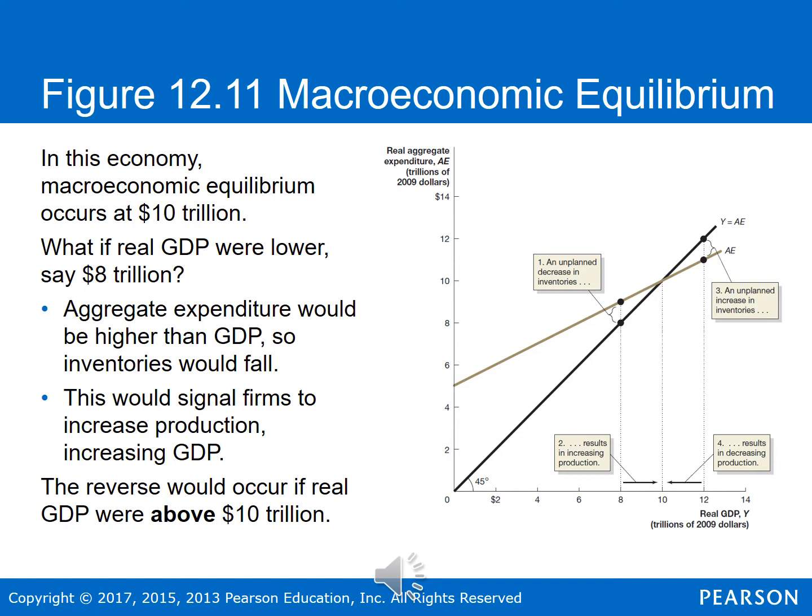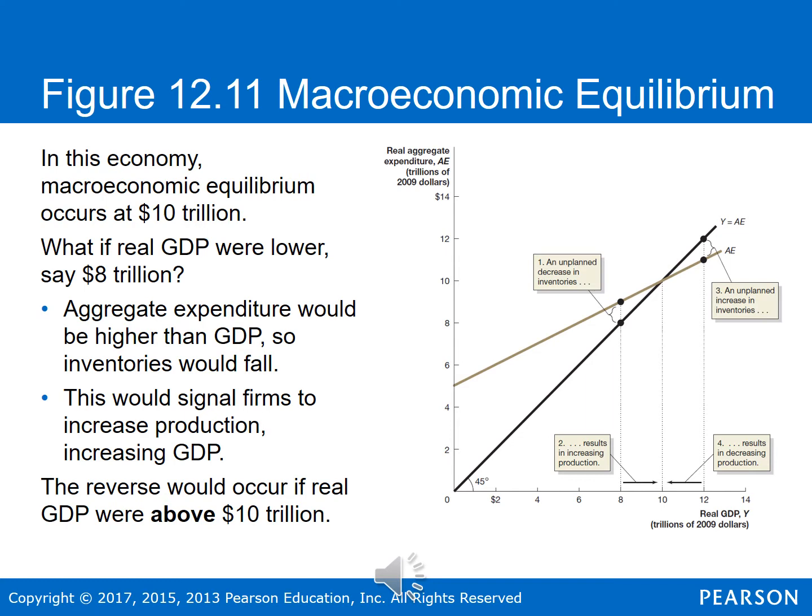So in this case, the figure shows that the aggregate expenditure line intersects the 45-degree line at the level of real GDP of $10 trillion. So because of that, $10 trillion represents the equilibrium level of real GDP. So consider a situation where GDP is only $8 trillion. What if this is the case?